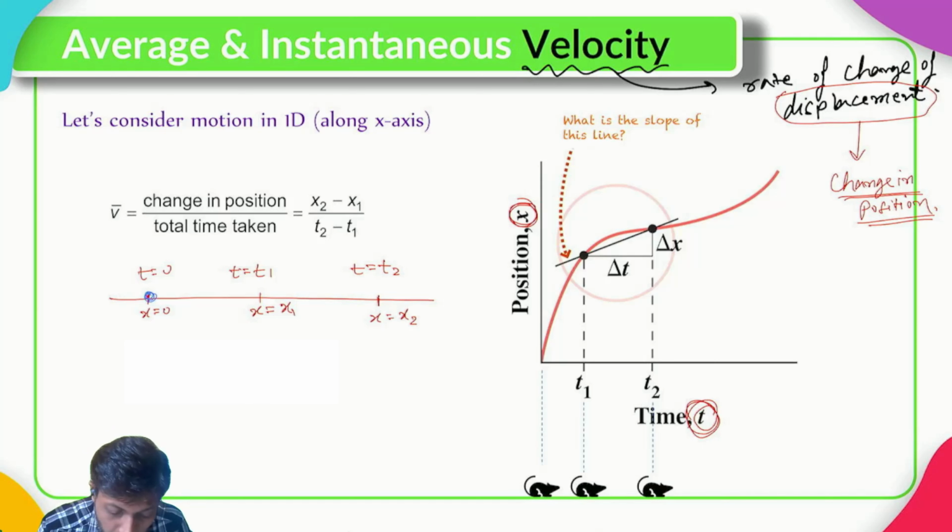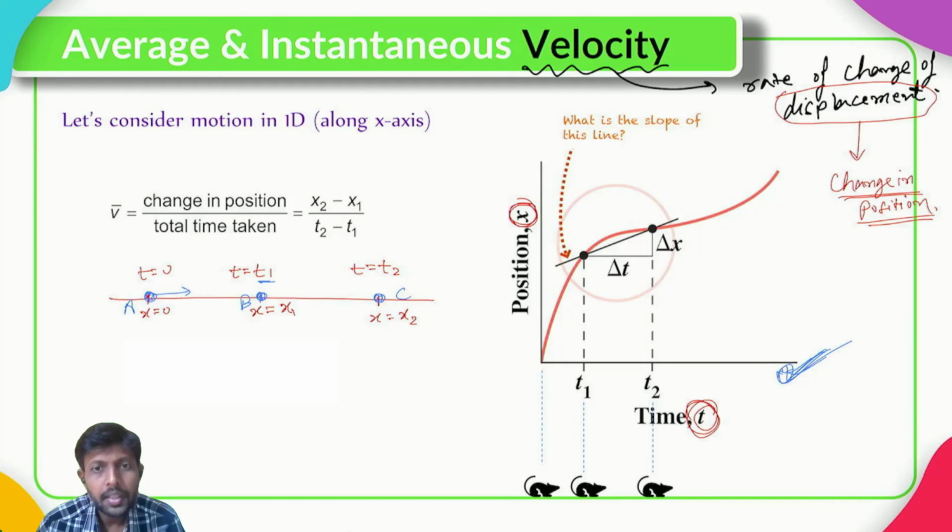So the object started from here, started moving in the east direction, reached here after time t1, and finally reached point C at time t2. Let's name the other points also A, B, and C. Okay. Now, if you plot the position with time on a graph paper, it would look something like this. So a general representation of the variation of position of the object with time is given here by this graph.